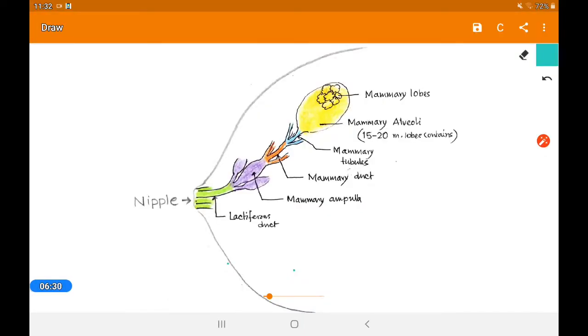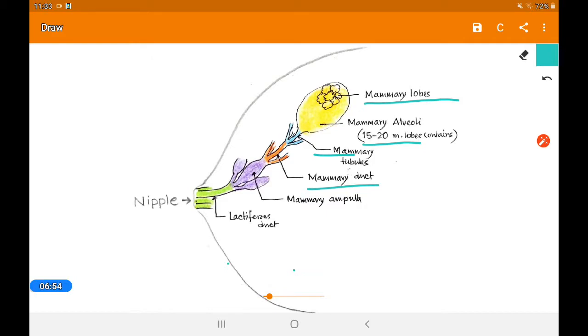Look at here, the mammary lobes. 15 to 20 lobes will form the mammary alveoli. Mammary alveoli can secrete milk. It joins here in the mammary tubule. There are so many mammary tubules here, which will join in the mammary duct.